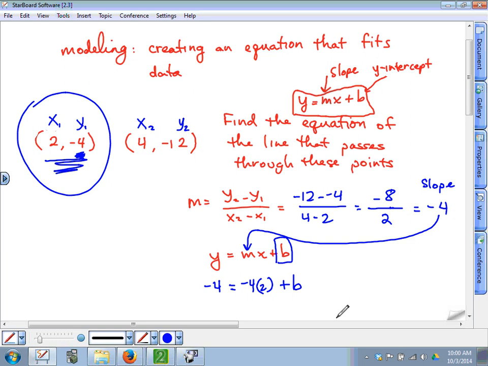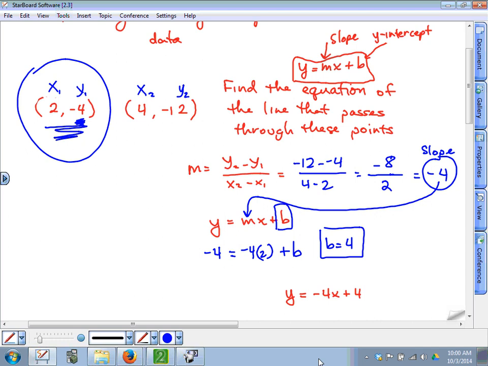If you add 8 to this side, if you add 8 to -4, you get 4. So b equals 4. We now know what m equals. M was right here, -4, and we now know what b equals, +4. So the equation becomes y equals -4x plus 4. That's what you were supposed to have done like 3 years ago in your algebra class. Okay.